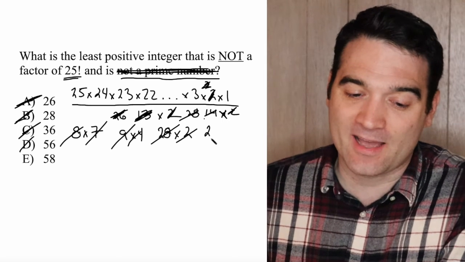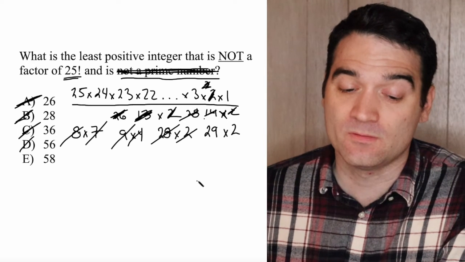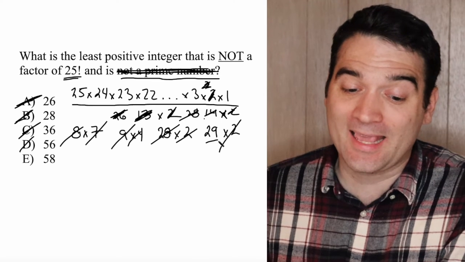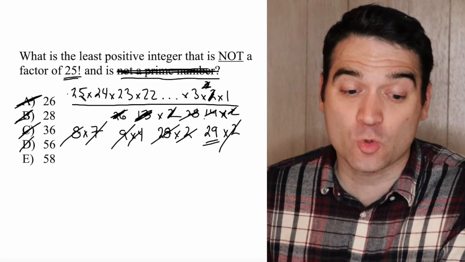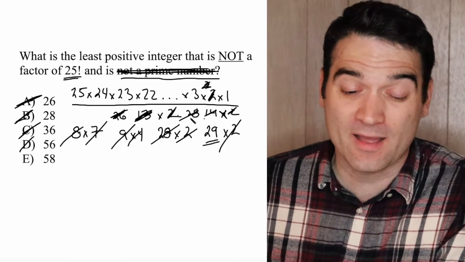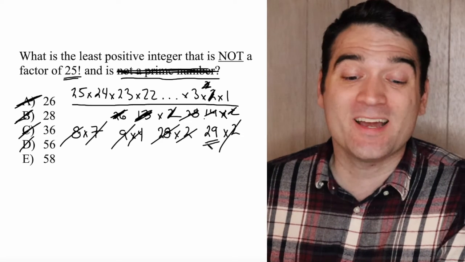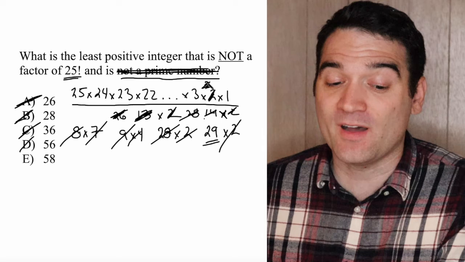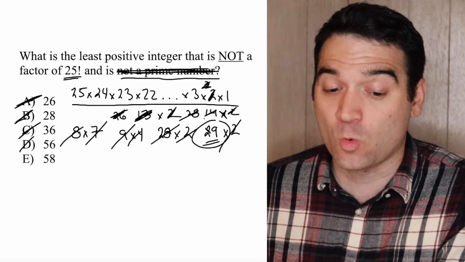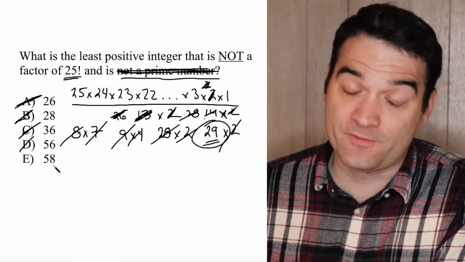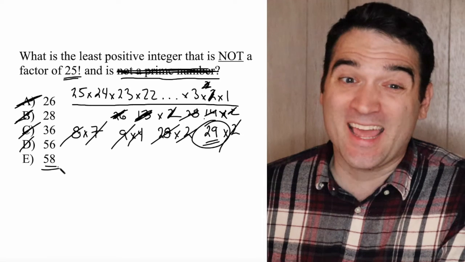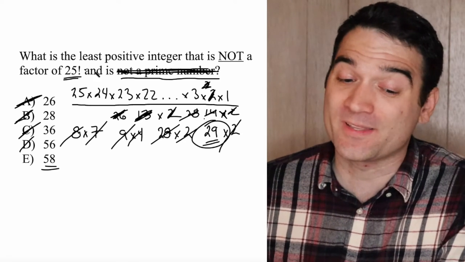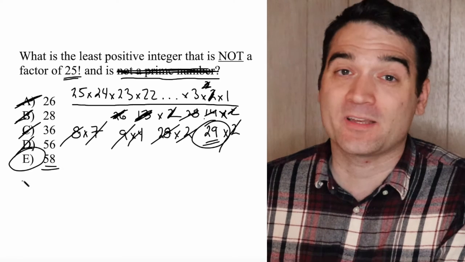58, if I break it down, is 29 times 2. Well, I can very easily cancel a 2, but I can't cancel a 29 because there is no 29 up here. Remember, these numbers only go up to 25. Furthermore, 29 is a prime number, so I can't break it into anything smaller. And this means that if I were to divide this big number on top by 29, or 58 for that matter, I would get a decimal. It is not a factor of 25 factorial. 25 factorial is not divisible by this number. Correct answer here is E.